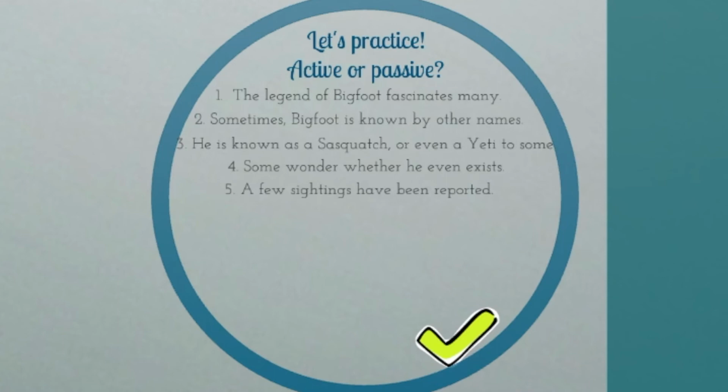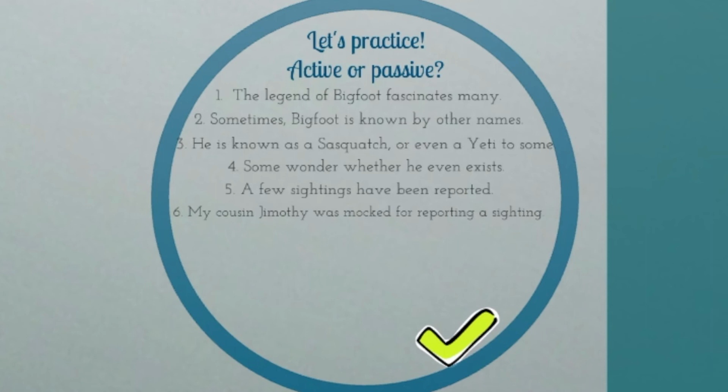Number 5: A few sightings have been reported. Look for the subject, a few sightings. Look for the verb, have been reported. Are the sightings reporting things or are they being reported? Here, the action is being done to them. Notice we have three verbs working together, have been reported. Since we have three verbs working together and the subject is receiving the action, this is an example of the passive voice.